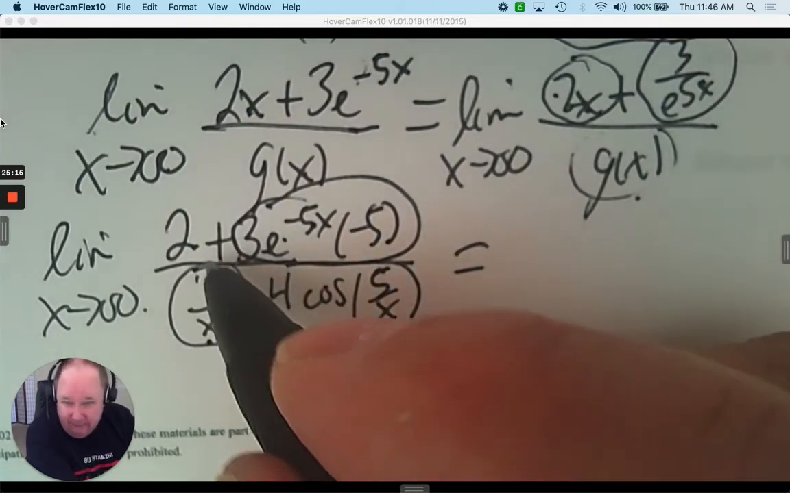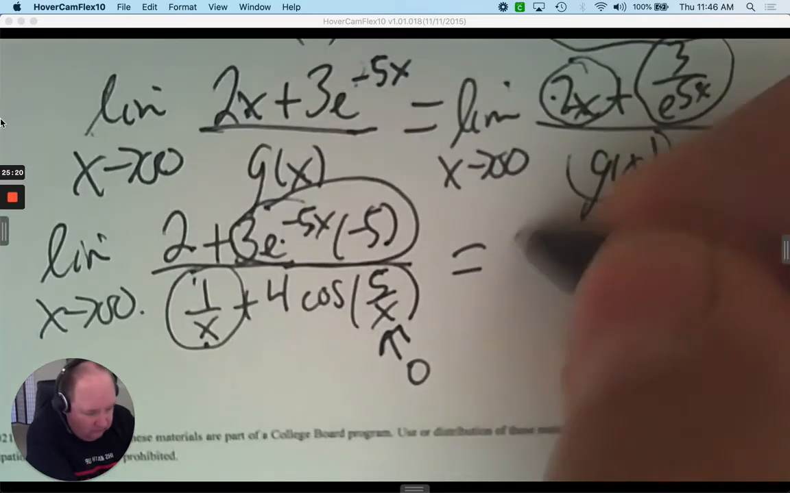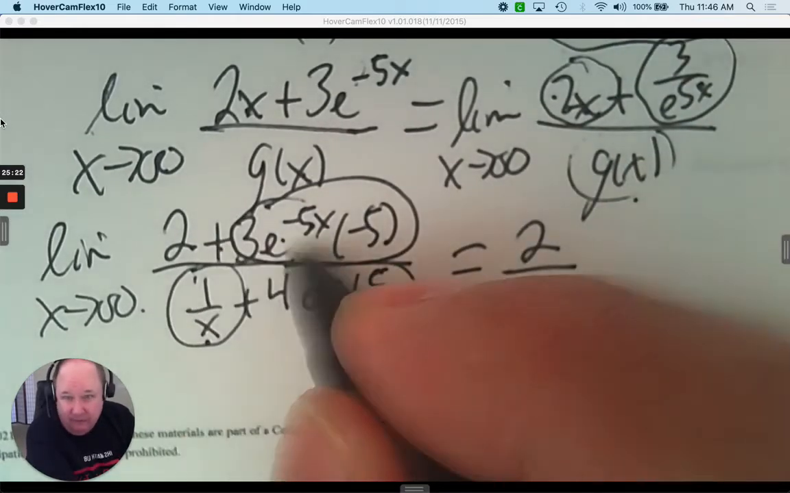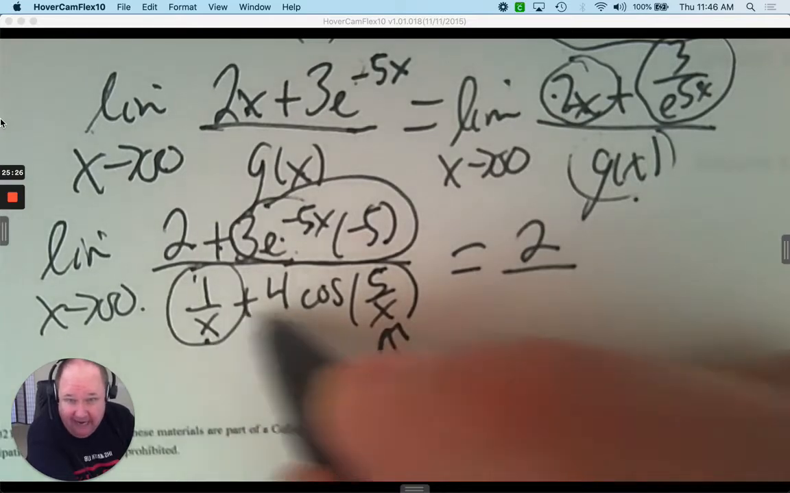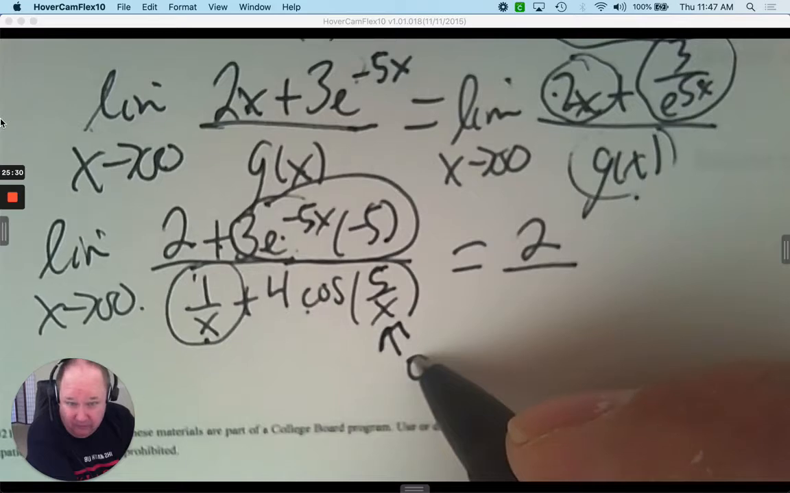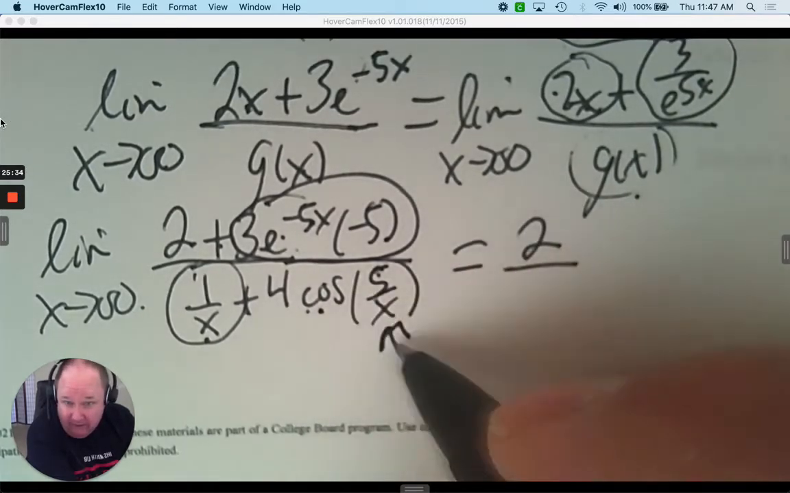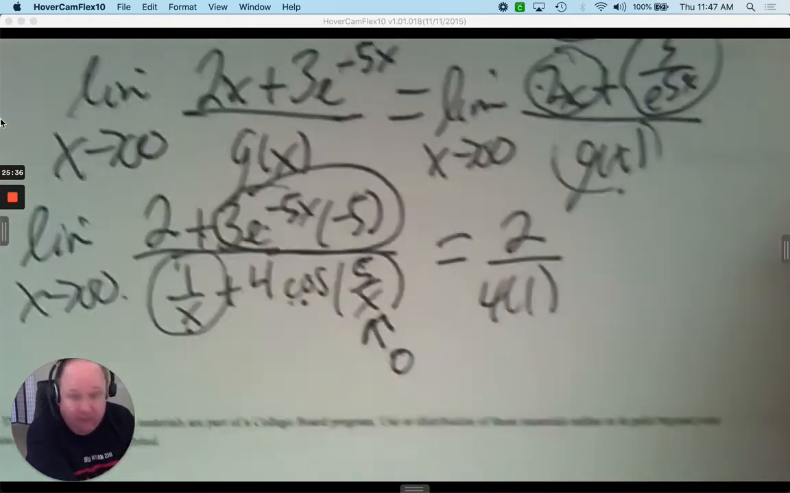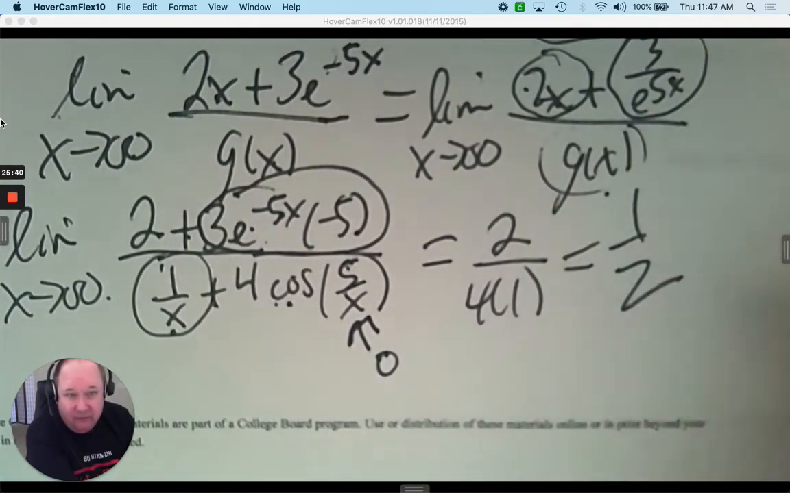So what am I left with? As I plug in large numbers, I have a 2. If I add 0, it still stays 2. 1 over x is 0, so if I add that, it doesn't change anything. Inside the parentheses, it's going to 0. But the value of cosine at 0 is 1. So in the denominator, I have 4 times 1. So if I put that together, this is approaching 1/2.